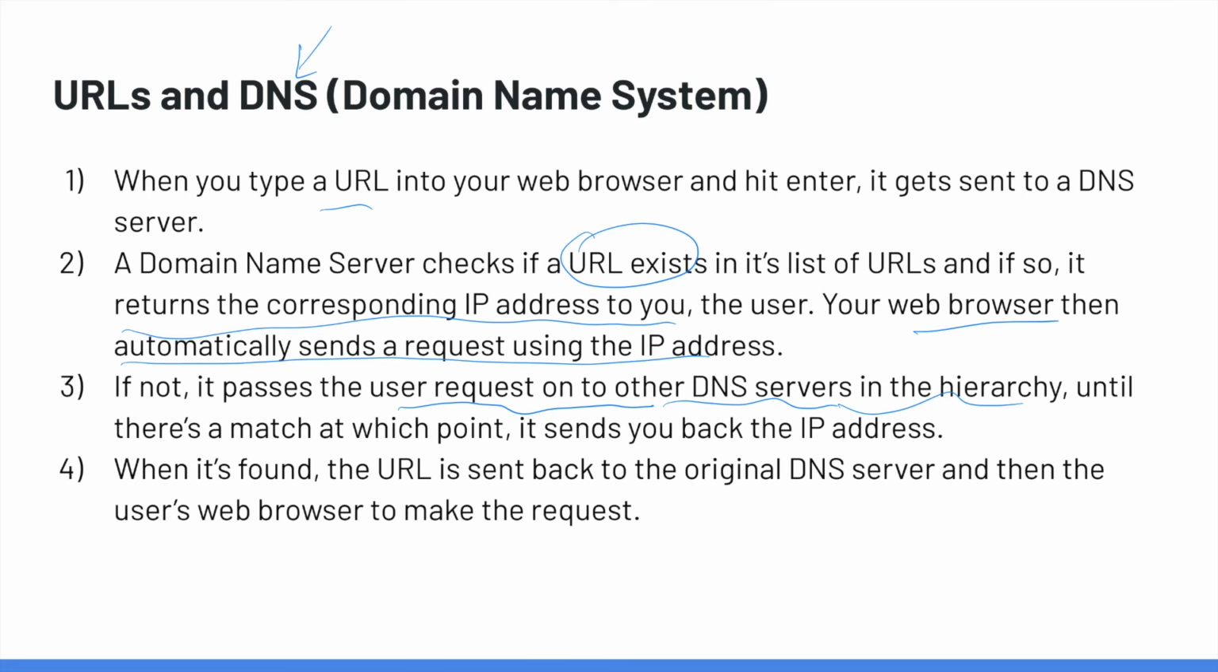Now, if you do need to access another DNS server, when your URL is found, the URL is sent back to the original DNS server. It's the first one you sent a request to, and then the user's web browser makes the request. Or actually, I would say the IP address, not the URL. The IP address that corresponds to the URL is sent back to the original DNS server, the first one you tried to access, and then your web browser can use that to access the website.